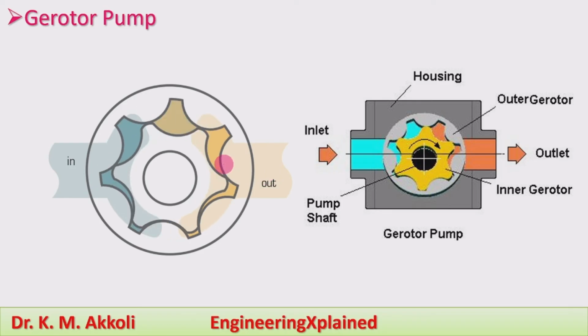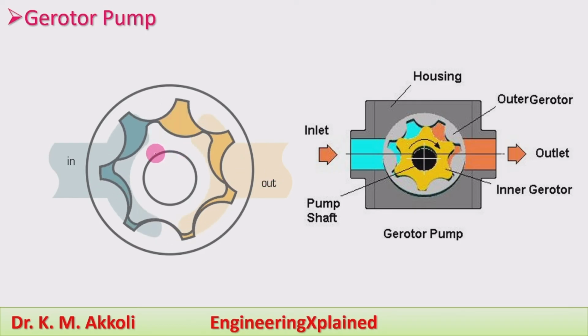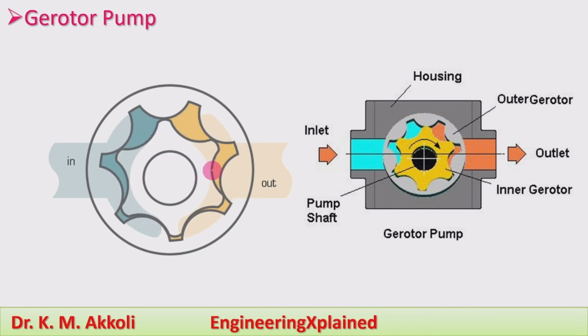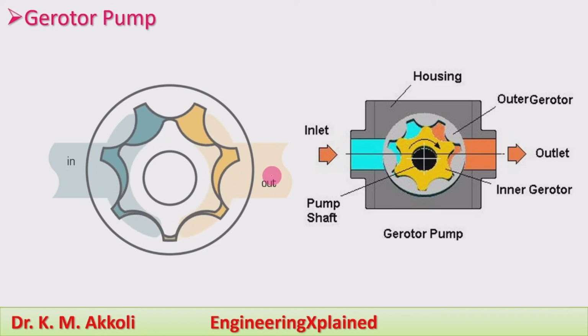Like this, engagement and disengagement of the teeth of the generator pump take place internally, and during that time the fluid is sucked in and carried around during its operation. It is then discharged to the delivery line, which pressurizes the fluid in the outlet line.